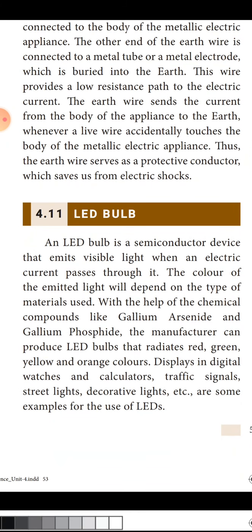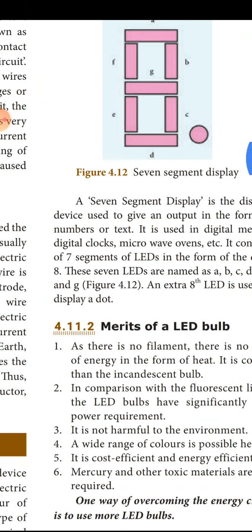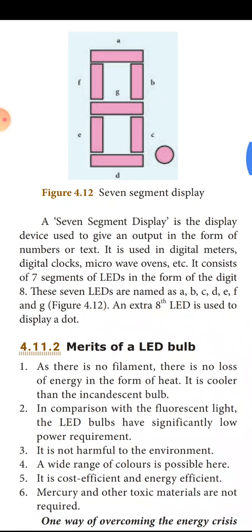The LED bulb is made from different types of materials such as gallium arsenide and gallium phosphide. Manufacturers make the LED bulbs. Where are we using the LED bulbs? Watches, calculators, traffic signals, street lights, decorative lights, etc. An LED display is made up of a simple 7 segment display. What are all the LEDs used in the 7 segment display? A, B, C, D, E, F.